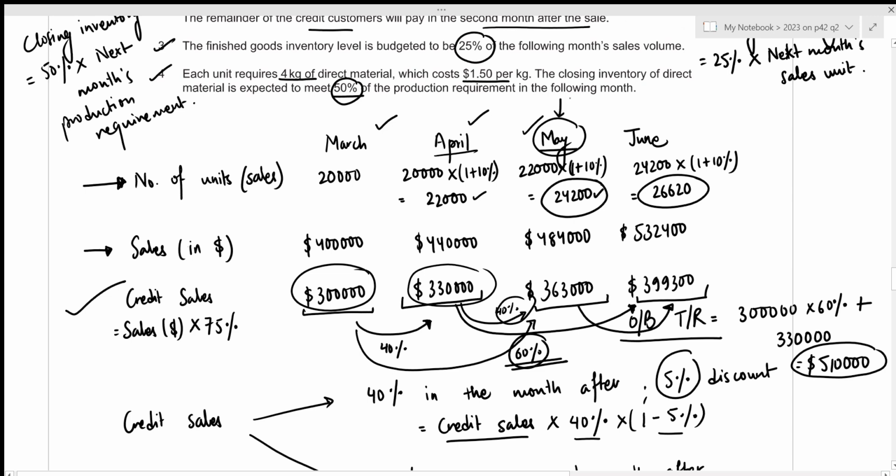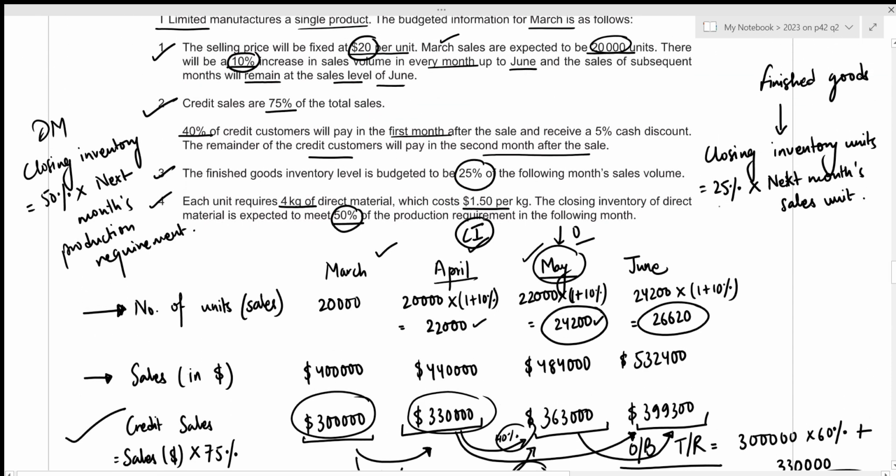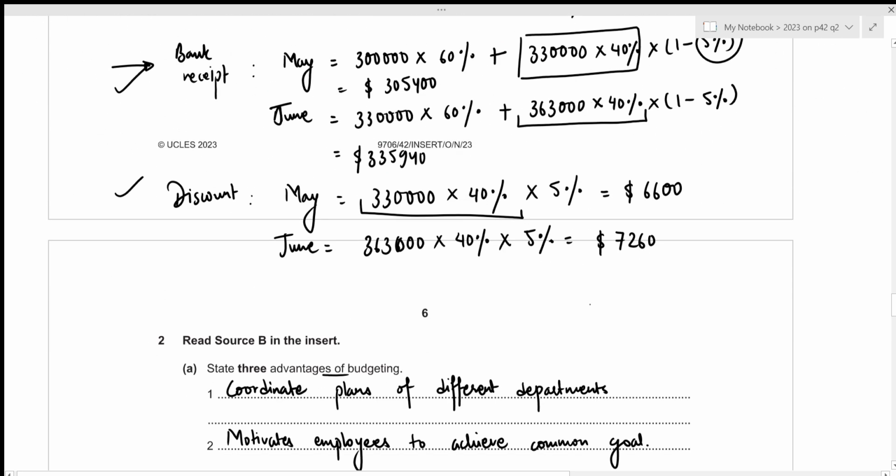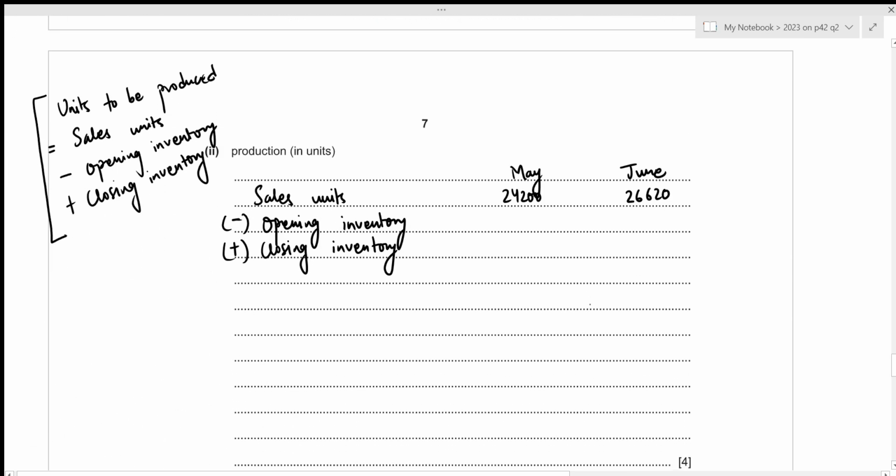So if you're looking at the opening inventory in the month of May, that is just going to be the closing inventory in the month of April. And the criteria that we were given is that our closing inventory should be 25% of next month's sales units. So while we're trying to calculate the closing inventory for the month of April, that is just going to be 25% of 24,200, which gives a value of 6,050. So that's going to be the opening inventory in the month of May. So our calculation for the opening inventory is just 25% times sales units.